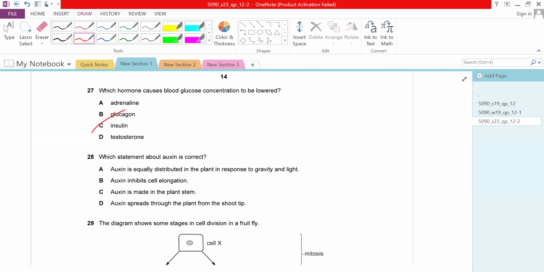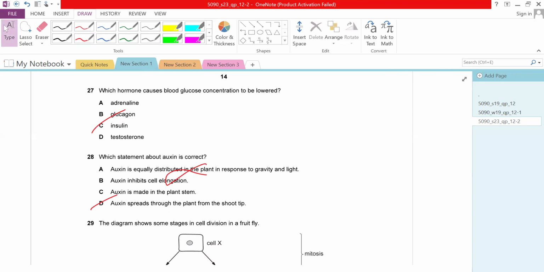Which statement about auxin is correct? Auxin is equally distributed in the plant in response to gravity and light. No. Auxin inhibits cell elongation. No. Auxin is made in the plant stem. No. Auxin spreads through the plant from the shoot. Yes. So option D is correct for question number 28.